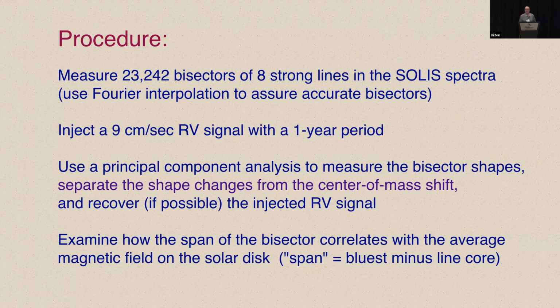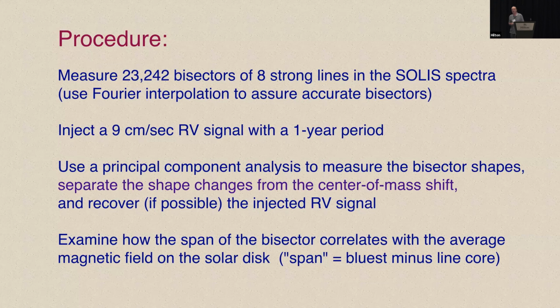I inject a 9 centimeter per second radial velocity signal with a 1-year period. That's the Earth. Then I'm very fond of simple analyses, so I use a principal component analysis. On each individual line, I use a PCA, and I determine the principal components of that line bisector. Then for each individual line bisector, I fit those components to each bisector, including a zero-point shift in the wavelength, which would represent the center of mass radial velocity. And I'm going to see if I can recover my injected 9 centimeter per second signal.